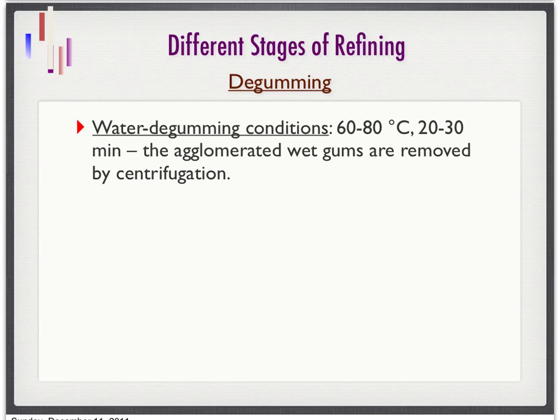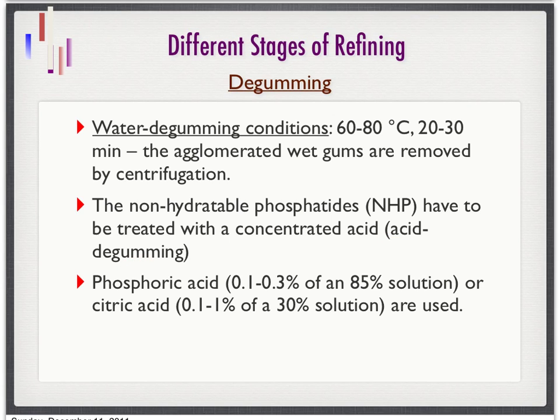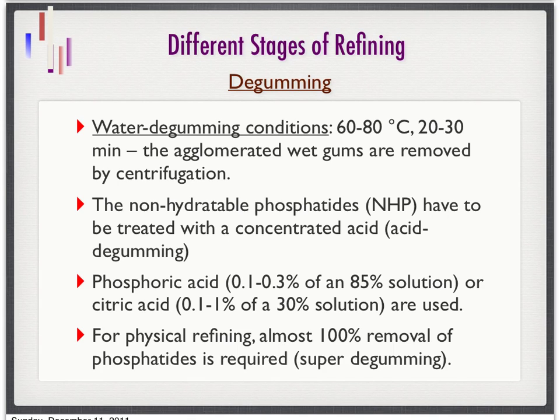As I mentioned in the previous slide, we can use water degumming if the crude oil contains a high amount of hydratable phosphatides. But if the oil contains non-hydratable phosphatides, we have to use a concentrated acid to remove the phosphatides, and this process is called acid degumming. So we can use phosphoric acid between 0.1 to 0.3% of the 85% solution, or we can use citric acid with this concentration. The degumming step is especially very important in physical refining.